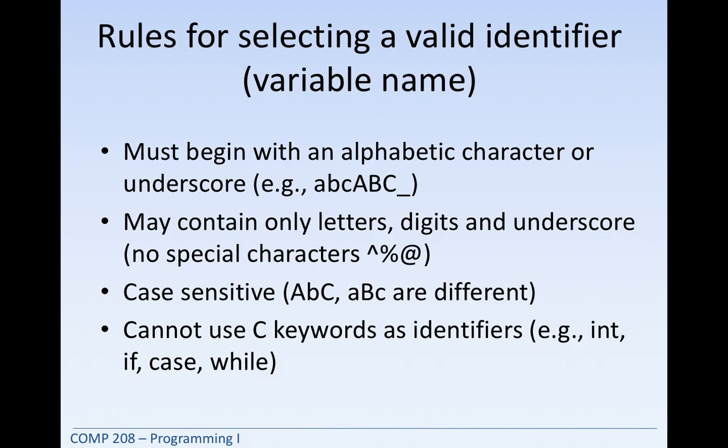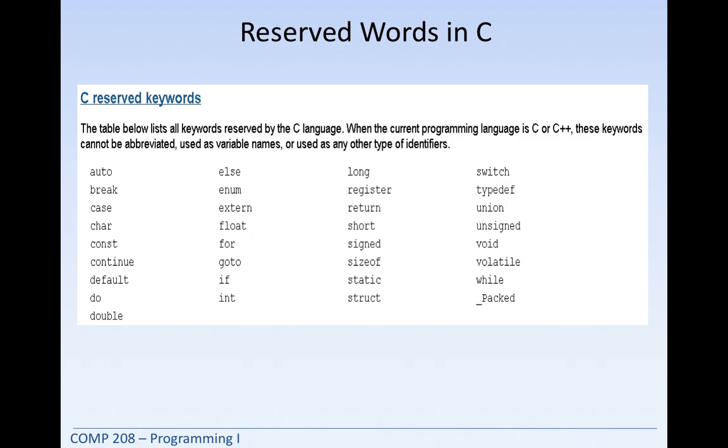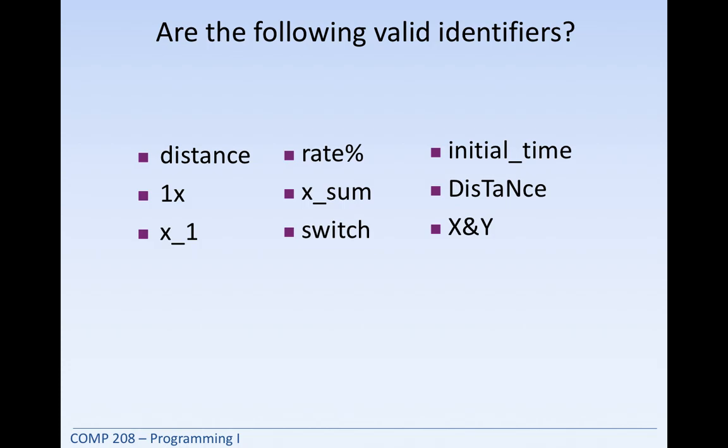And you cannot use C keywords as identifiers, like int, if, case, while. You don't have to know all of these, but these are reserved words. So it goes without saying that you cannot use these words as your own variable names. In the exam, you might be asked to identify which of these names is a valid identifier.